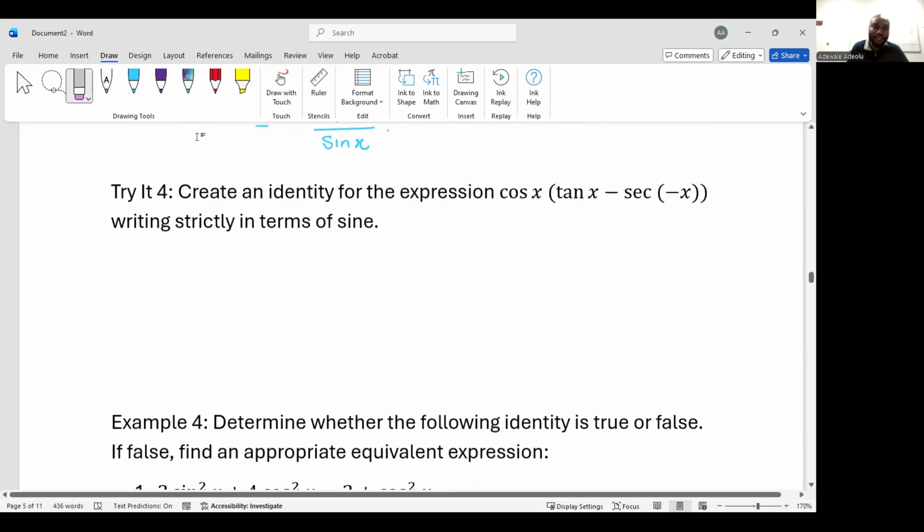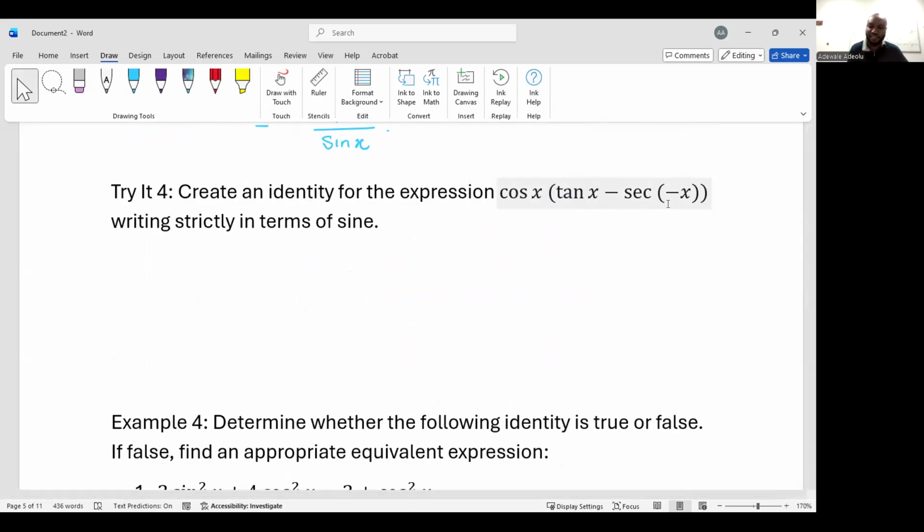So pause this video and try to create an identity for this problem. Cosecant of cosine of x multiplied by tangent of x minus secant of negative x. What do you know? Remember, secant, is it an even or odd function? Whatever your answer is, how can you rewrite that? And then, how can you rewrite tangent of x? How can you rewrite secant of x? So, in the end, make sure your answer is having just sine function.